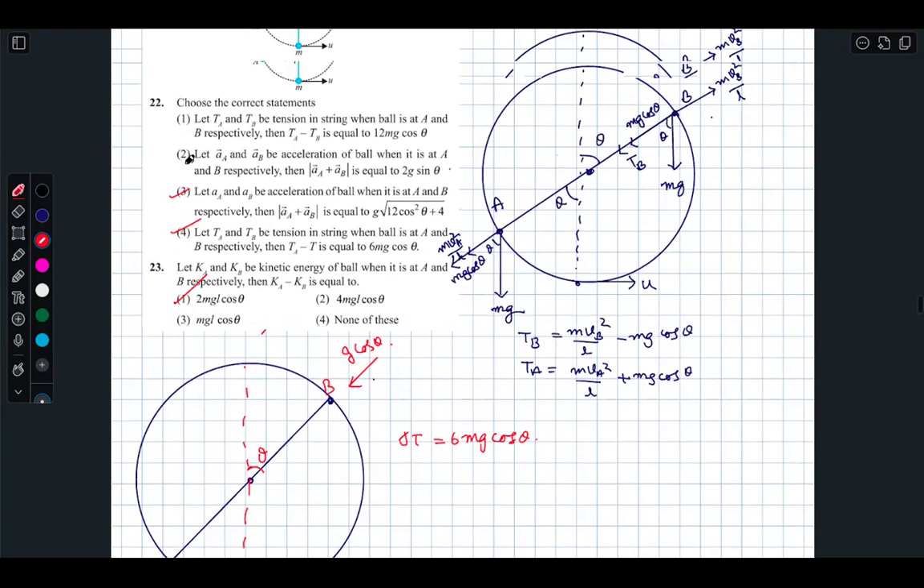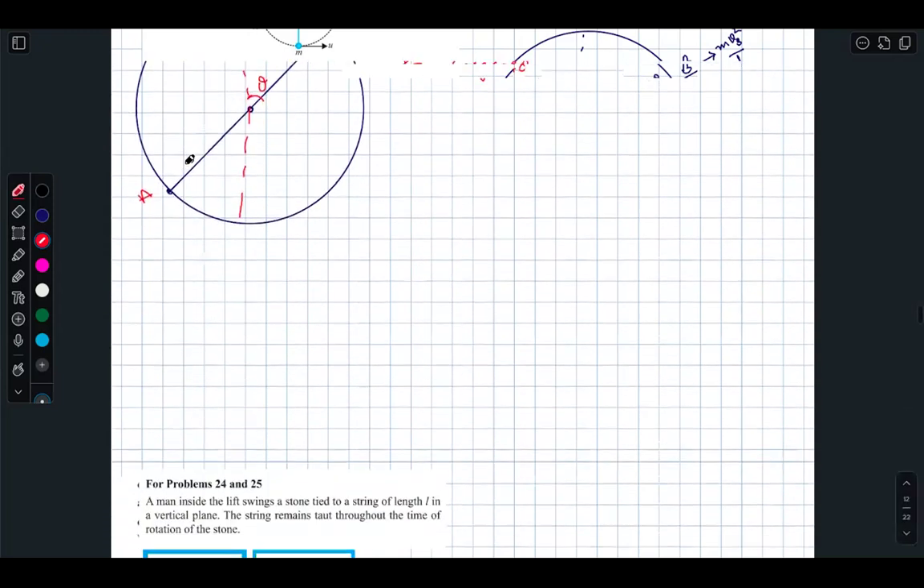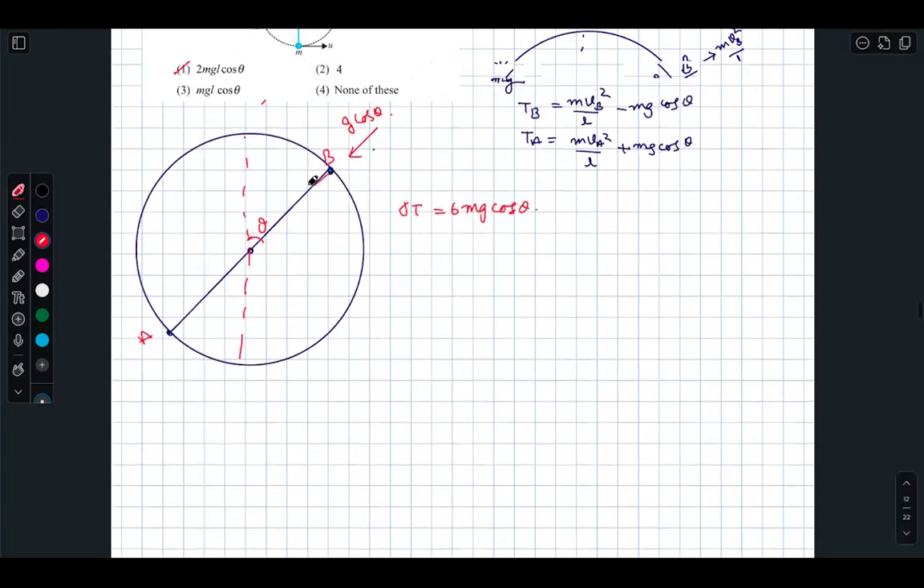Say at B alone you take, one acceleration is VB square by L. Another acceleration is a component in this direction. This is theta, right? And this is also theta. And this is g, and this is g sin theta.